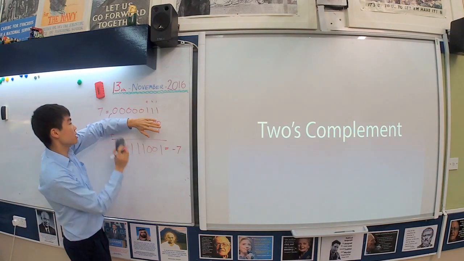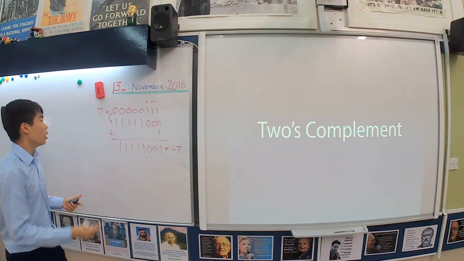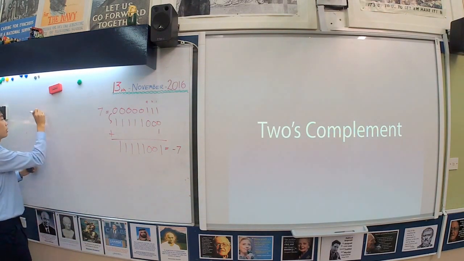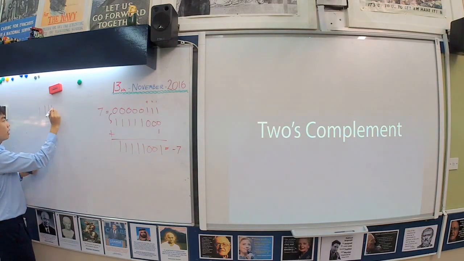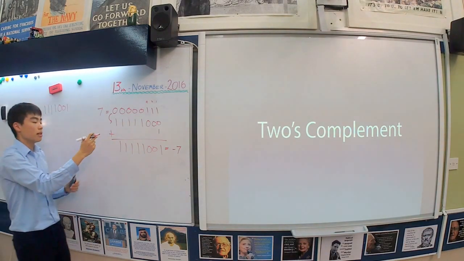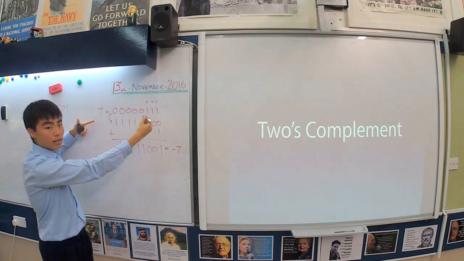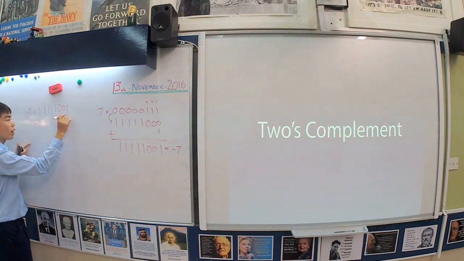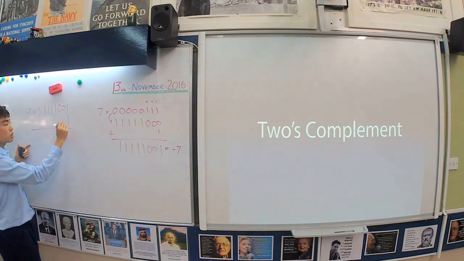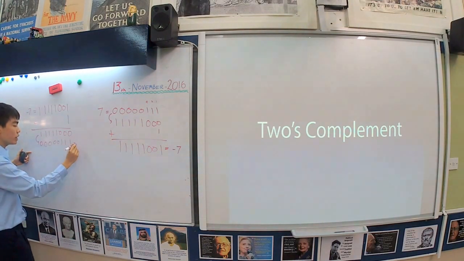So if we're given the positive number of 7, we know how to work out the number minus 7. But what if we want to go the other way around? Well, the process is actually very, very similar. So let's say we're only given 1, 1, 1, 1, 1, 0, 0, 1, which is minus 7, because the way we derive this is we flipped all the bits, then added 1. So if you want to get back to the positive number, you simply just have to take away 1 rather than add 1. So we know 1 minus 1 is 0, and the rest is just the same. And then we just flip all the bits, like we did over here. So we get 0, 0, 0, 0, 0, 1, 1, 1, which we can read as the number 7.